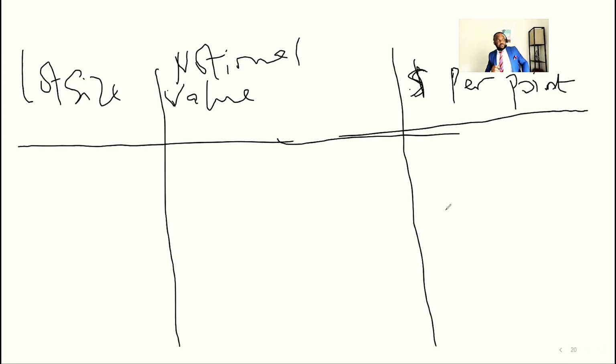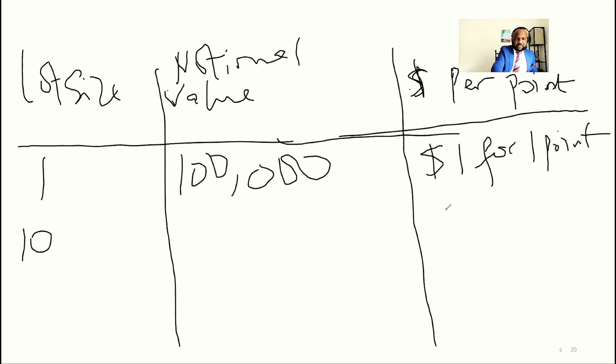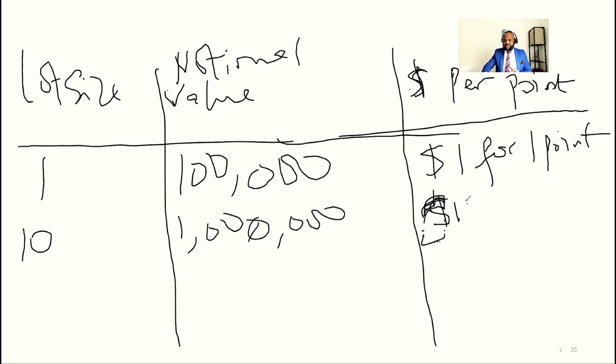So let's start with one lot. One lot means 100,000 notional, 100,000 of the base currency, which means you make $1 for every pip, for every point made or lost. You make it if it's profit, you lose it if it's a loss. 10 lots will be 1 million, which means you make $10 for 1 point. And so on and so forth.